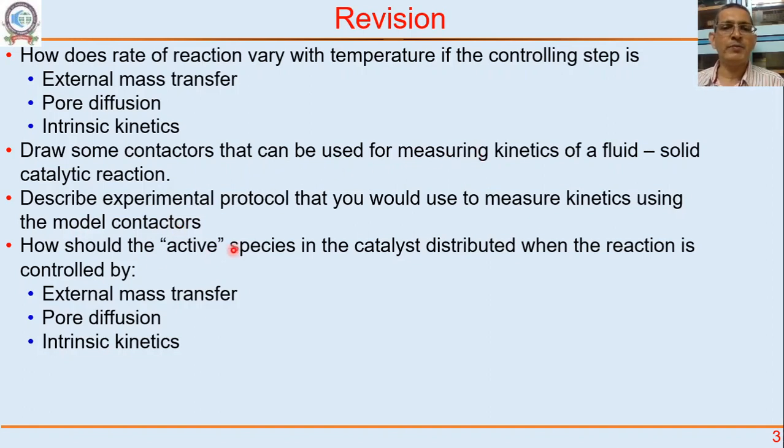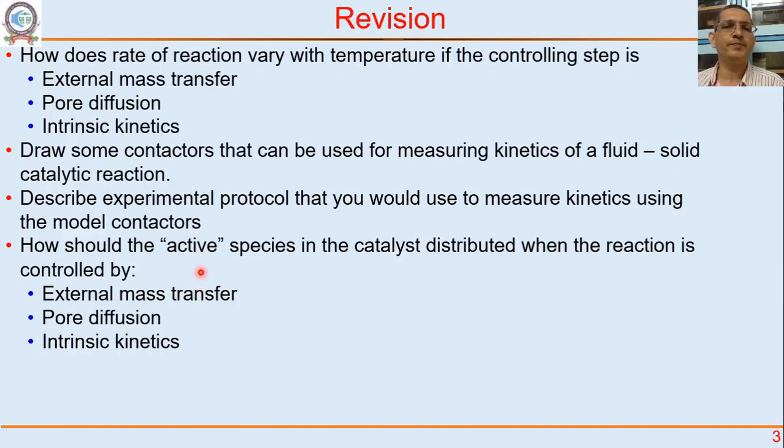How should the active species in the catalyst be distributed when the reaction is controlled by external mass transfer, when the reaction is controlled by pore diffusion, when the reaction is controlled by intrinsic kinetics? How is the catalyst to be designed? We saw this when we were talking about Thiele modulus. What is the meaning of Thiele modulus? How does concentration change inside the catalyst particle for different values of Thiele modulus? We have seen that. Revise if you want. Go back and see the lectures.